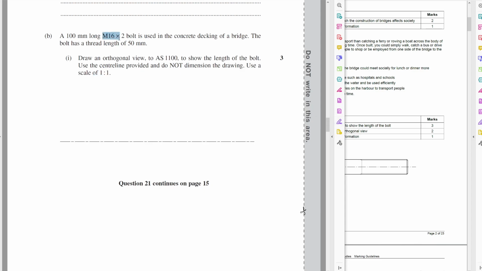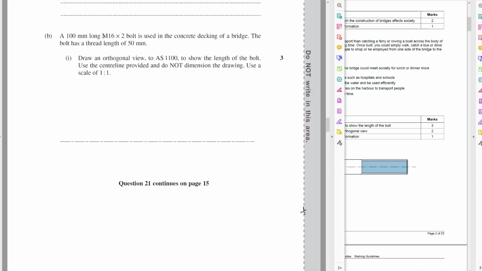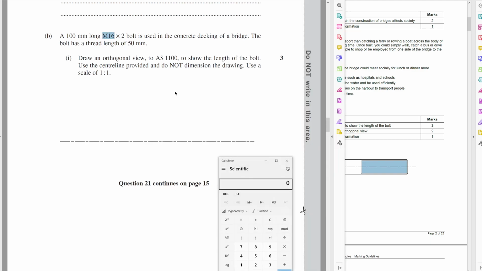So first of all, we've got a fine thread, and we know that it's a fine thread because there's an X2. And so that means that the internal, or the d min, the distance from either side of these lines, is going to be 16 minus 2, which is 14. If they didn't give that, we would have done 80% of 16, 16 times 0.8, which would have been 12.8.